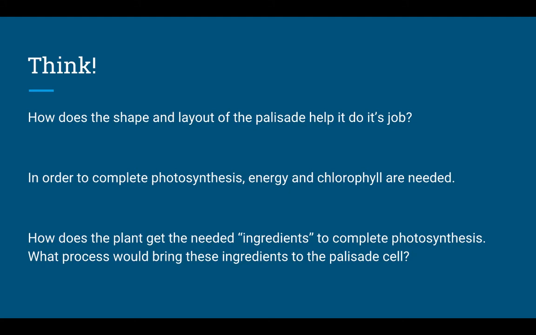Okay, that's kind of it. So these are some things I want you to think about. How does the shape and layout of a Palisade cell help it do its job? In order to complete photosynthesis, the Palisade cell needs energy and chlorophyll. And that should give you an idea of what organelles are in abundance here. Remember also that chlorophyll is a protein, okay? Then finally, how does the plant get those needed ingredients to complete photosynthesis? What process would bring these ingredients to the Palisade cell?